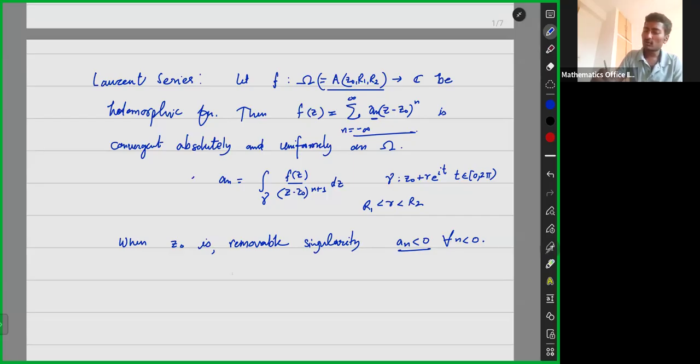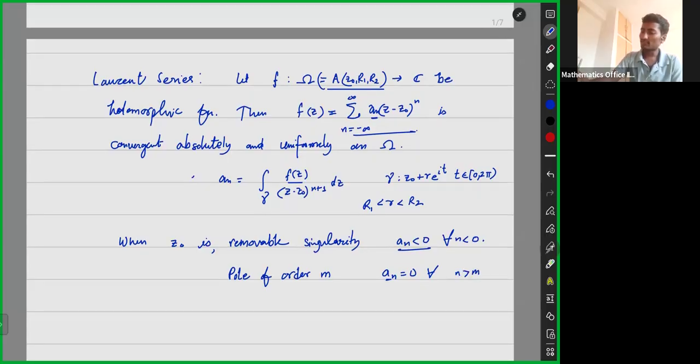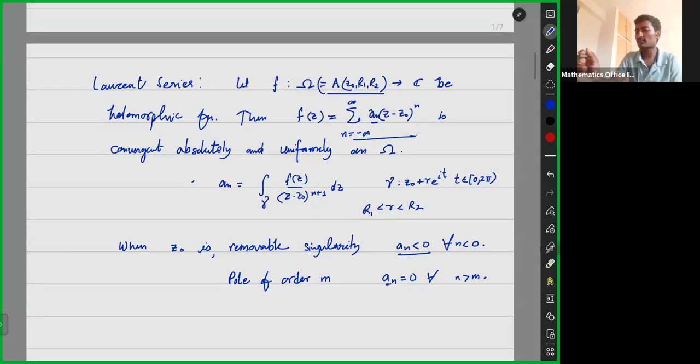When z naught is a pole of order m, then a_(-n) is equal to 0 for n bigger than m. So there are only finitely many terms with negative powers in the series. Most of the negative-index a_n's are 0.